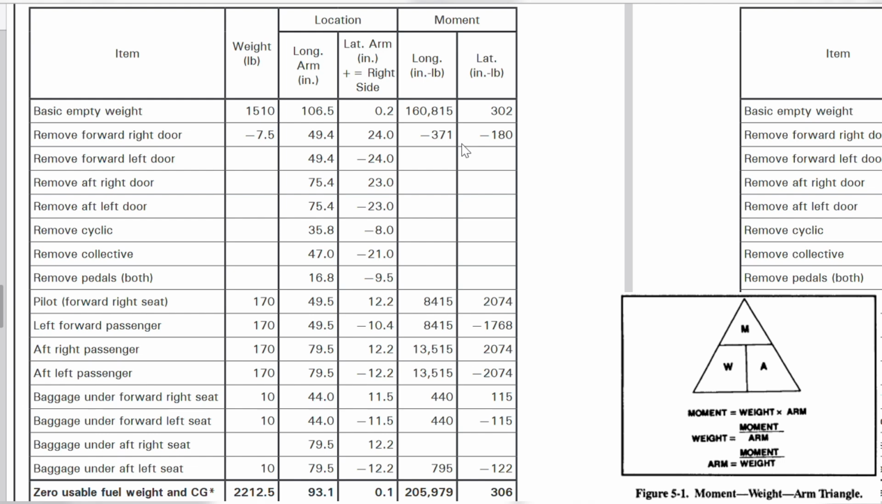The pilot in this case, in the forward right seat, weighs 170 pounds. We do the same thing. You just take 170, multiply it by 49.5. It's going to give you a moment of 8,415. And then 170 times 12.2 is going to give you a lateral moment of 2,074. And it basically just works its way through each of them on your way down.